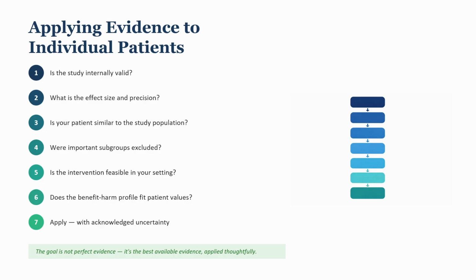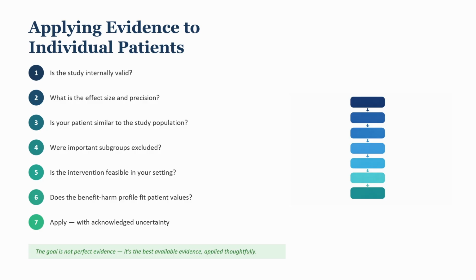Step 3. Is your patient similar to the study population in ways that matter? Consider signalment, disease stage, comorbidities, and setting. The more similar, the more directly applicable the findings. Step 4. Were important subgroups excluded that describe your patient? If the study excluded animals over 10 years old and your patient is 12, you're extrapolating outside the study's domain.